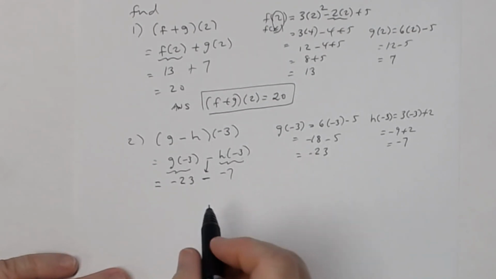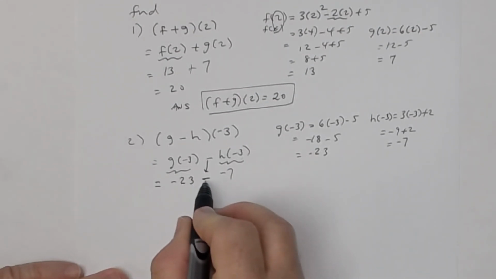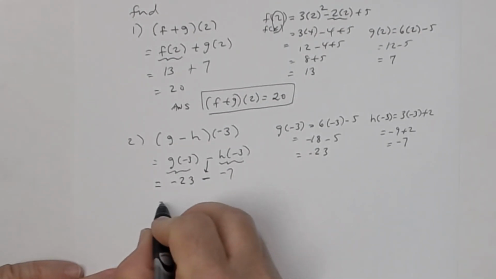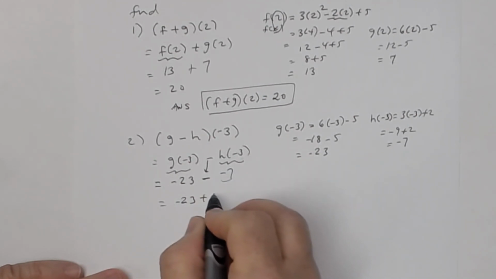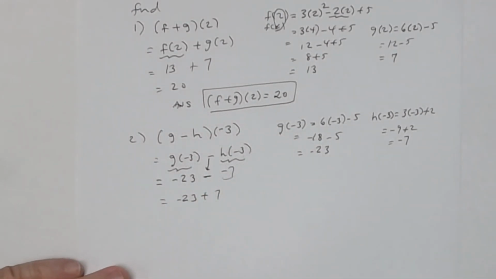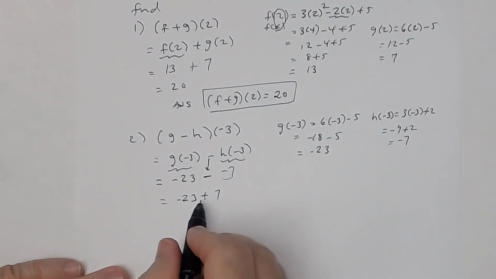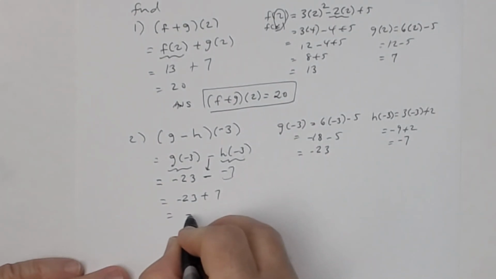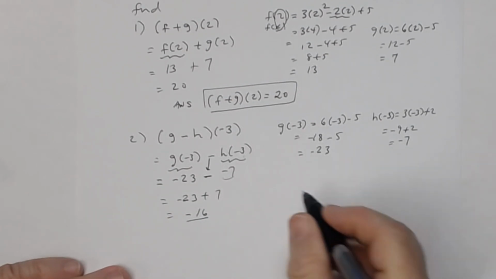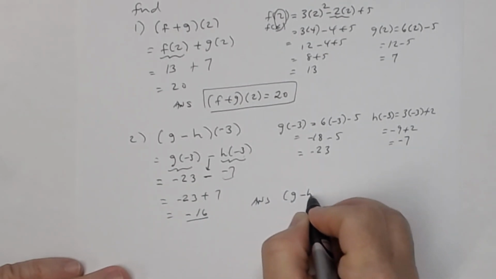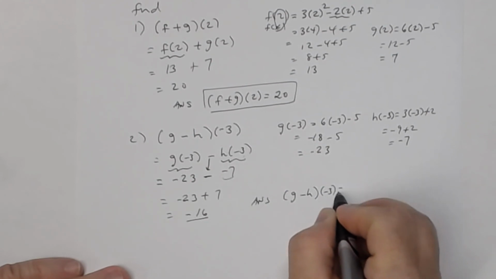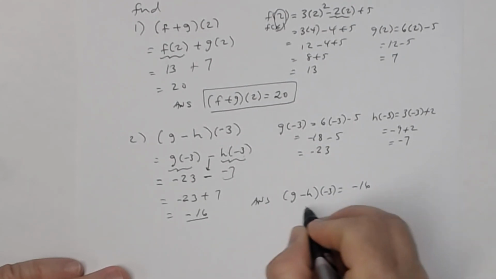Now what I see here is this. Negative 23 subtract a negative 7 means negative 23 plus the opposite of a negative 7, which is a positive 7. Then negative 23 plus 7 is going to equal a negative 16. Therefore your answer: g minus h at negative 3 equals negative 16.